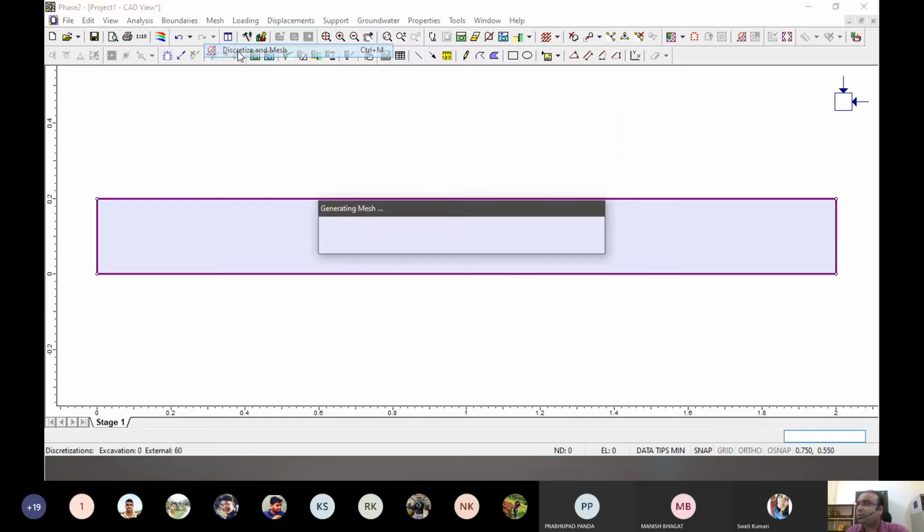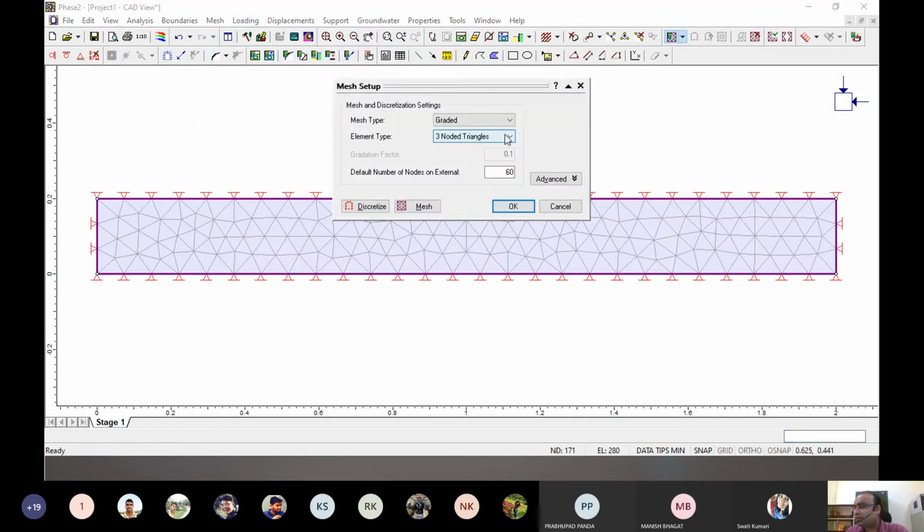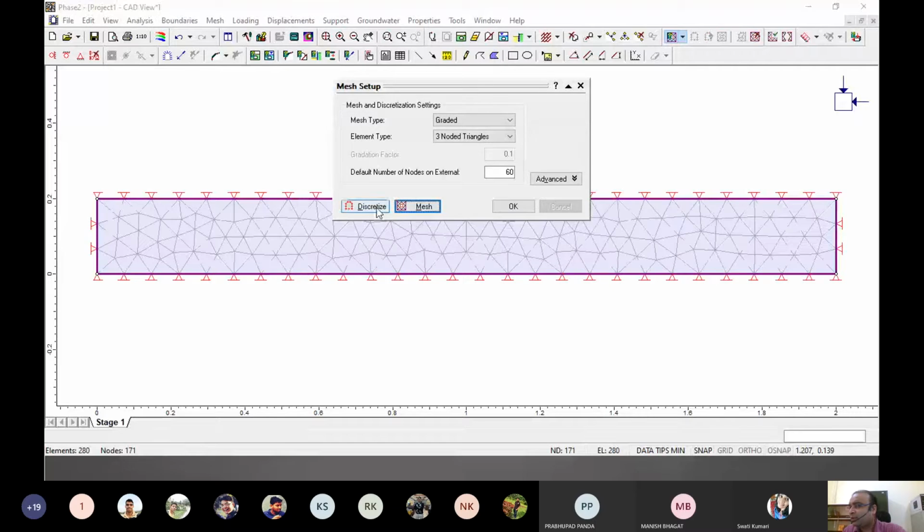Then we do the discretization, meshing. We can use any sort of meshing setup, like 3-noded, or we can use graded or uniform as well, because it's a uniform structure, so we can use a uniform mesh, 3-noded or a quadrilateral 4-noded, or whatever we want. It's up to us. So let's not change much. Let's keep whatever the defaults are, right?